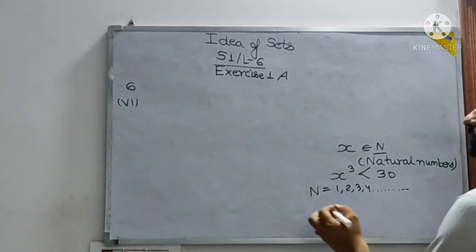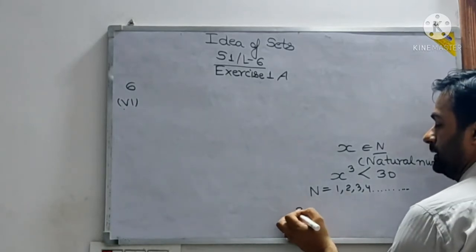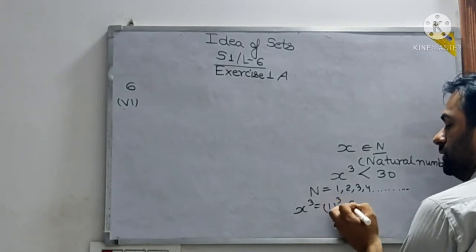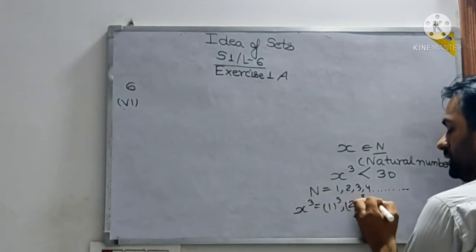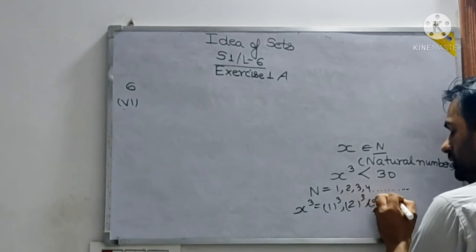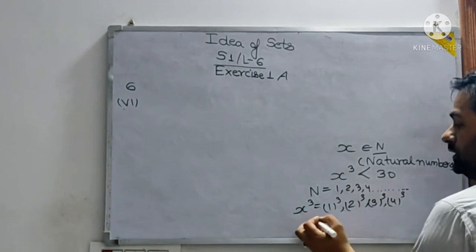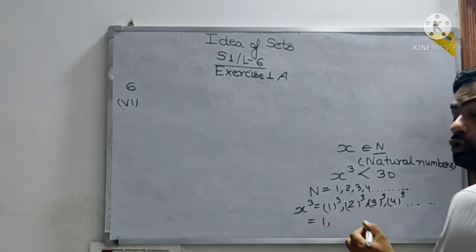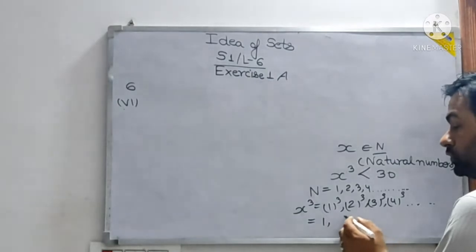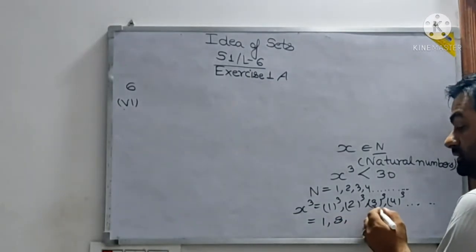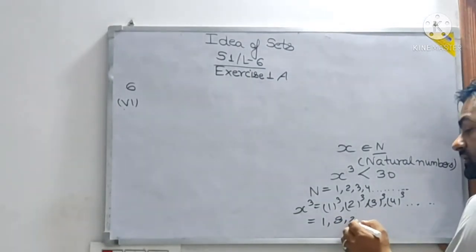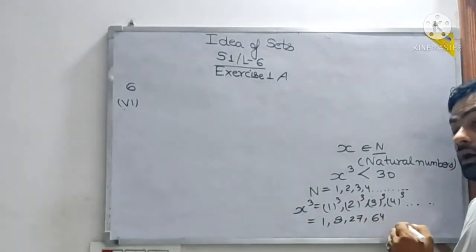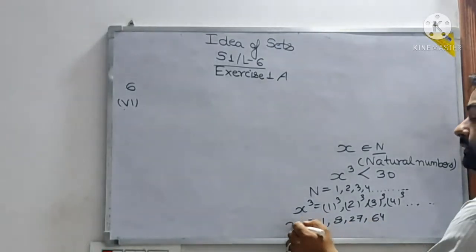Now let's do the cube. So what are the positive values of x cube? 1 cube, 2 cube, 3 cube, 4 cube. Now what is 1 cube? 1 cube is 1 only. 2 cube is 2 1s are 2, 2 2s are 4, 4 2s are 8. Then 3 cube, 3 3s are 9, 9 3s are 27. 4 4s are 16, 16 4s are 64. Now this will be coming with the values of x cube.